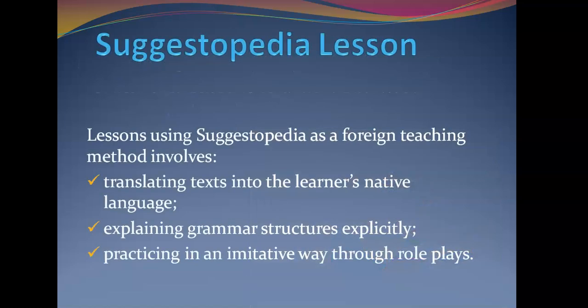Using Suggestopedia as a foreign language teaching method involves translating texts into the learner's native language, explaining grammar structures explicitly, and practicing in an animated way through role plays.